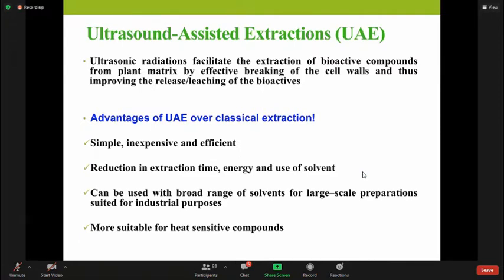There are certain advantages of ultrasound assisted extraction over conventional classical extractions. The process is simple and efficient. It's a cost-effective method. Reduction in time, energy, and use of solvent is involved, and the process can be used with a broad range of applications, especially for a large range of solvents. Especially, we can extract huge quantities of the extracts for industrial applications.